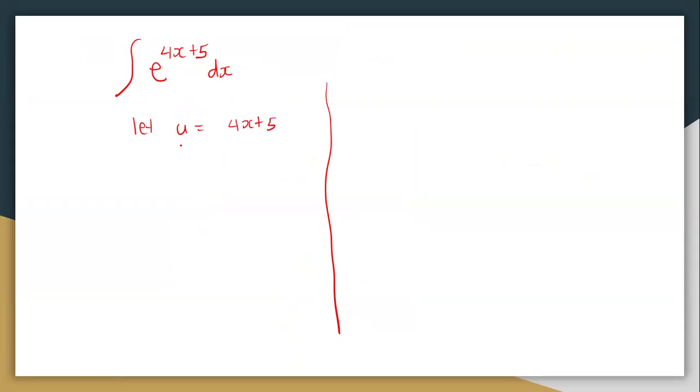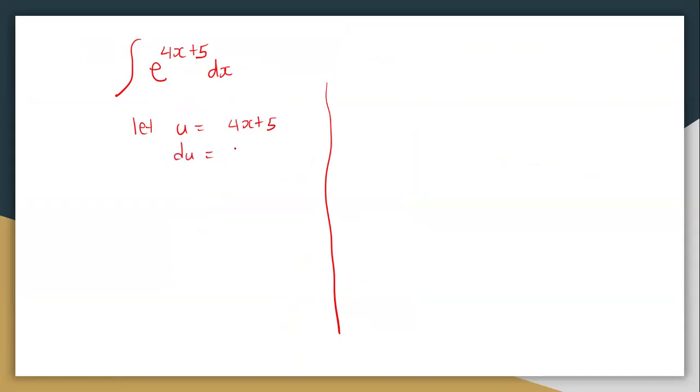Okay, another example we can try out. Imagine we have the integral of e^(4x+5) dx. I am going to use the change of variables. So we shall say let u equal 4x plus 5. So what does it mean?